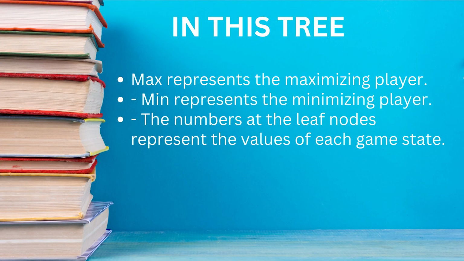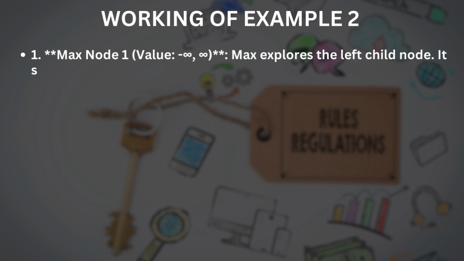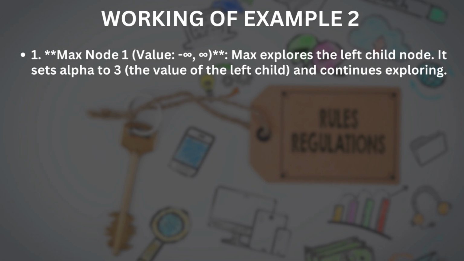We start with alpha as negative infinity and beta as positive infinity. First, max node, value minus infinity and plus infinity. Max explores the left child node. It sets alpha to 3, the value of the left child, and continues exploring.